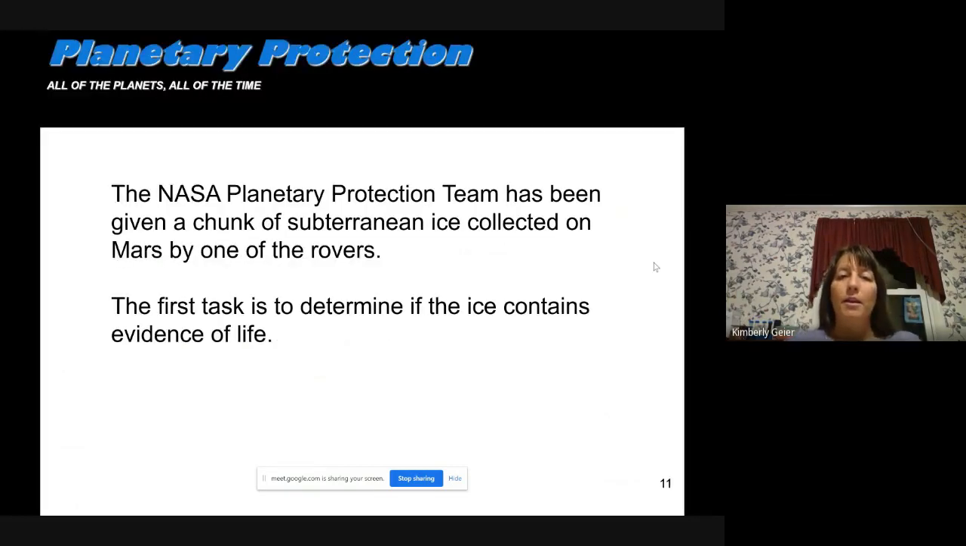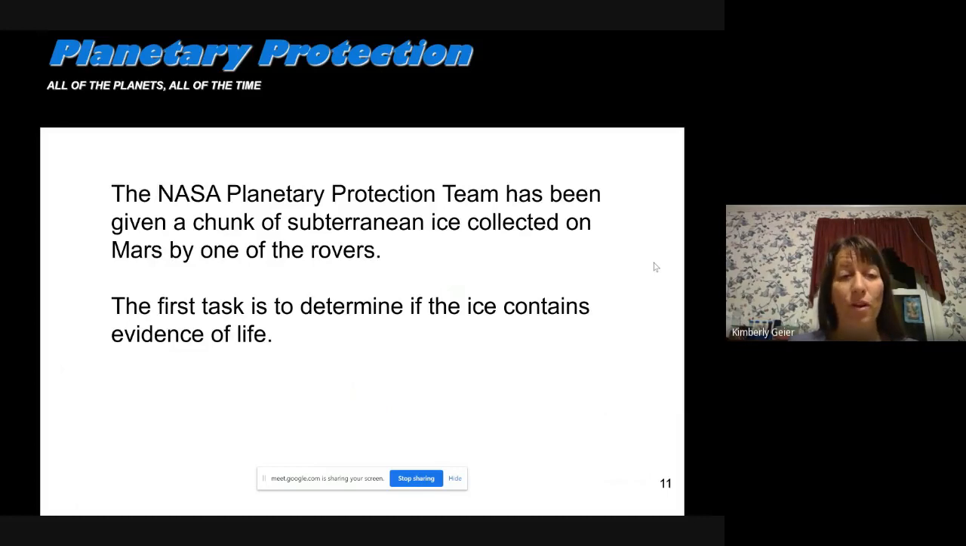So here's another part of our case study. And this is beginning to get into some fiction. So we have been given a chunk of subterranean ice collected on Mars by one of the rovers. Let me tell you what's fiction and what's not. We have discovered ice on Mars. That's true. There are rovers on Mars.